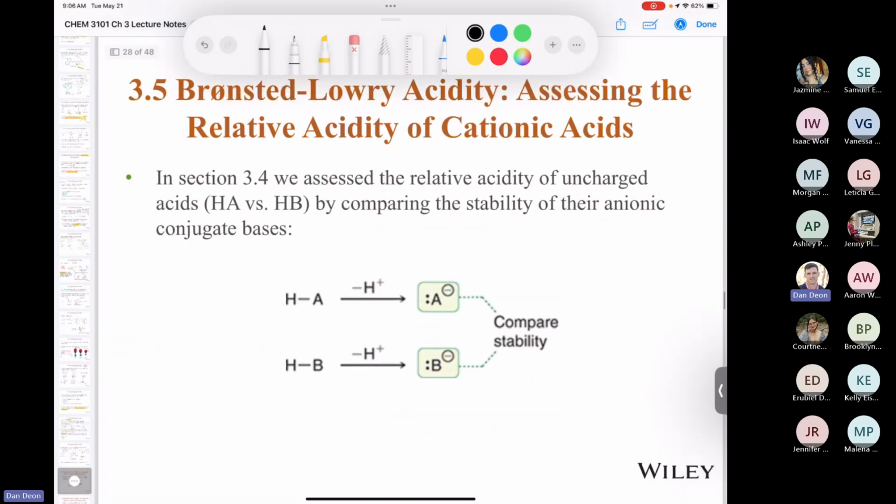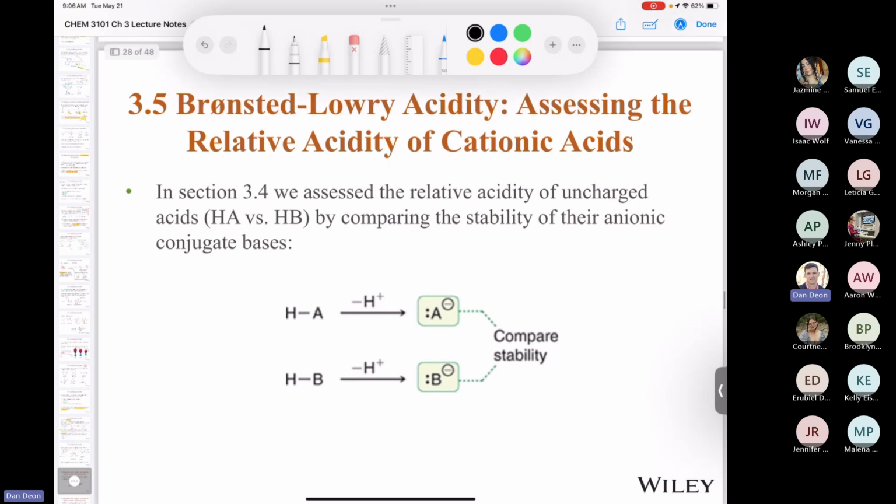There's one section here that was put in the latest edition of the textbook, and that deals with cationic acids, so an acid that already has a positive charge on it. In section 3.4, what did we do? We looked at uncharged acids, and then we looked at their conjugate bases. So this is basically a summary of what we did in ARIO. But ARIO, like I said, you don't use all the time. Sometimes you use pKa's.